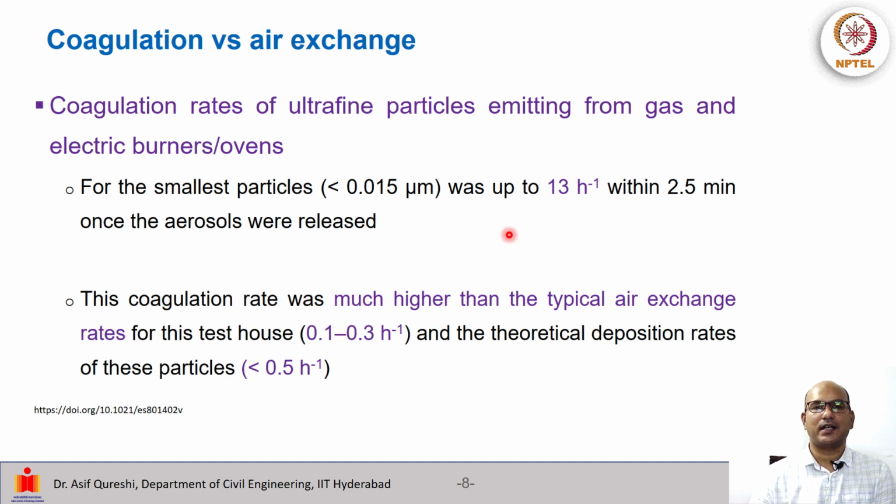But we see here that the coagulation rate is orders of magnitude higher. This is also higher than the theoretical deposition rate of these particles, which was less than 0.5 per hour. So again, coagulation actually is the most important source of removal of this size range from the overall particle size distribution.